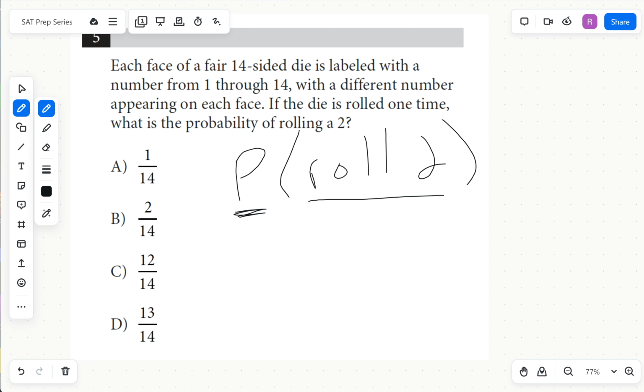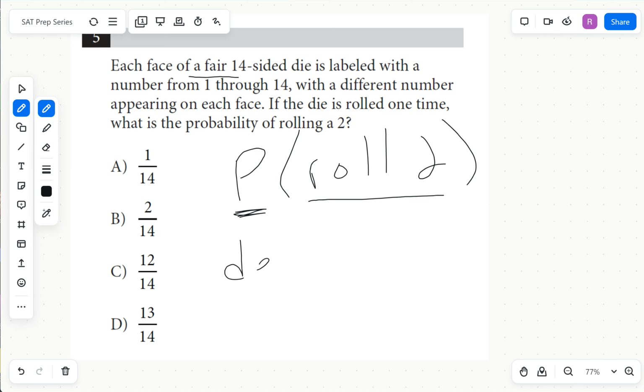Now, there are different types of probabilities that you can calculate if you take a statistics class, but when you're dealing with a sample space or a set of outcomes where each outcome has an equal probability of occurring, and we know that that's the case here because they told us we have a fair die. So on a fair die, each side has an equal chance of being the one that lands face up. So what's the probability that we roll a 2 if our die is labeled 1 through 14?